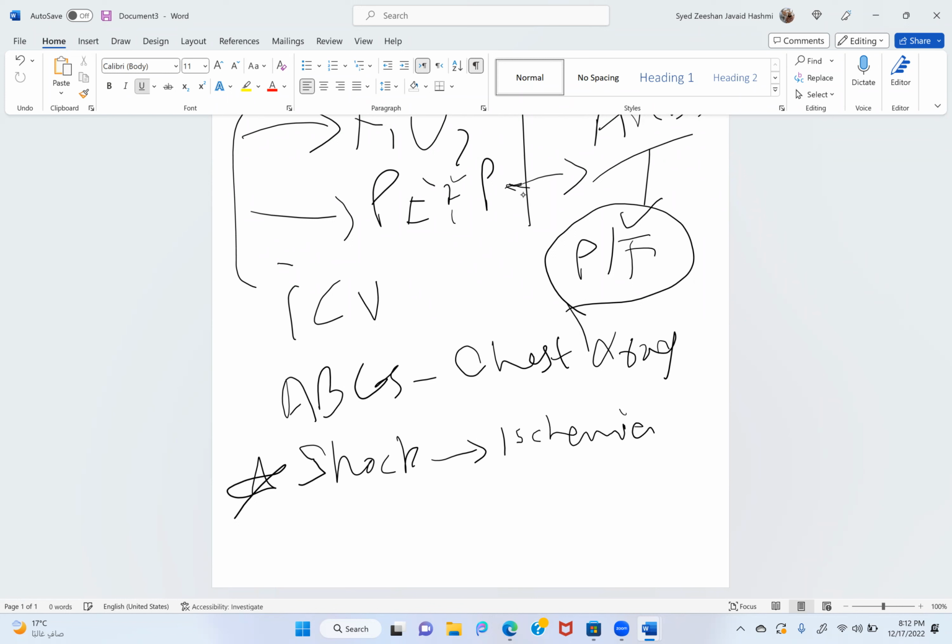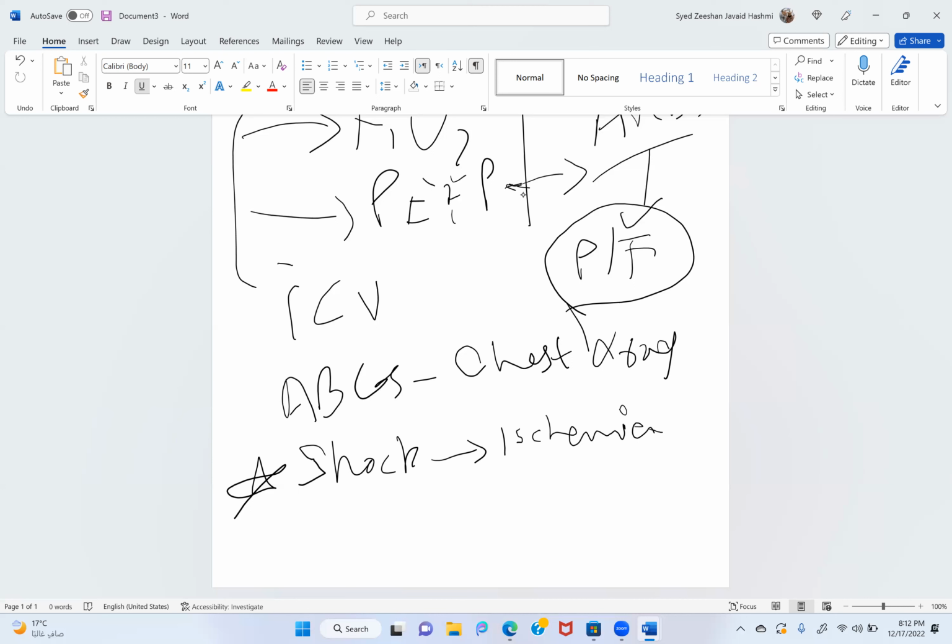The problem here is the monitoring. If the patient is hypotensive, he still requires double inotrope support. The challenge for us is how to do invasive monitoring for this patient.